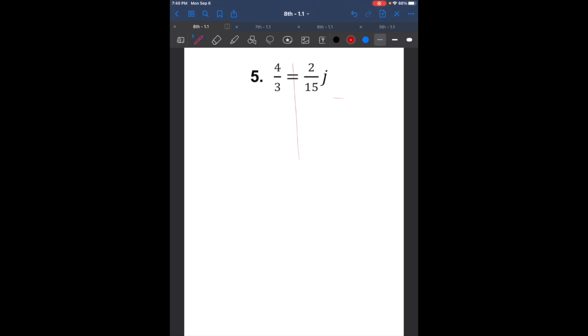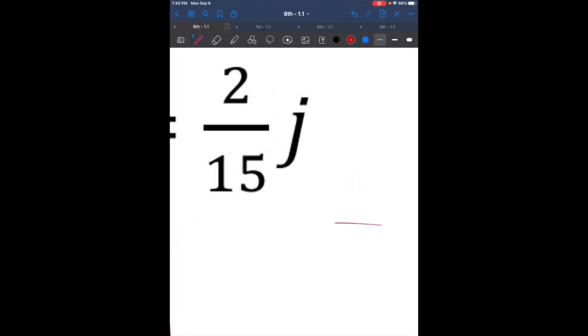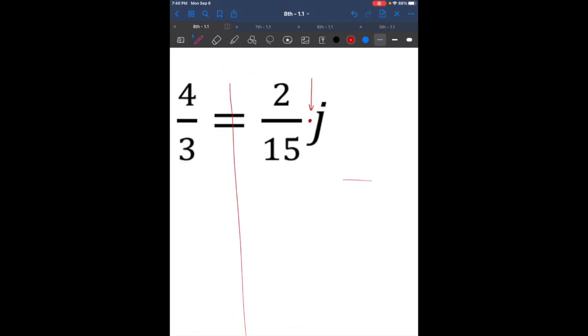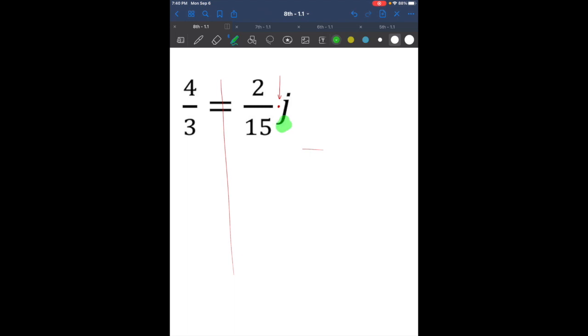So let's see, what operation is actually happening right here? Well, the operation is multiplication, right? So what is the opposite of multiplying? Is division. So remember, we want to keep the variable on this side. It's going to stay there. So that means we want to get rid of this. We're going to get rid of that. And how do we get rid of it? We do the opposite of multiplication. So what is the opposite of multiply? It is to divide. So we are going to divide by 2 over 15.